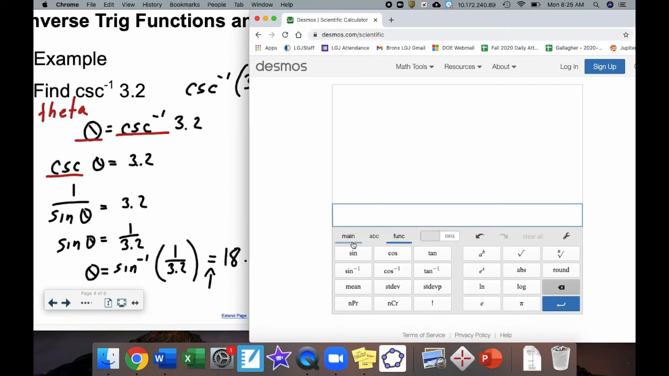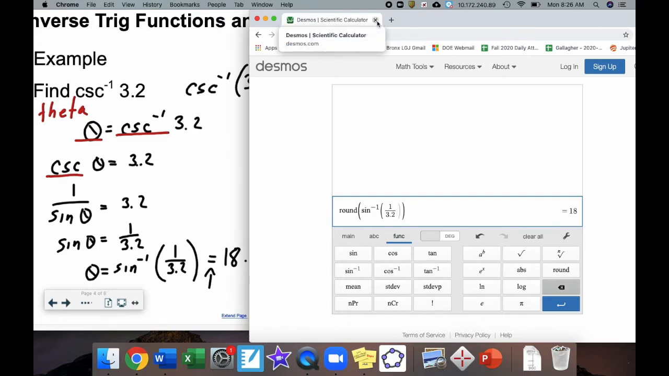Now over here, you start off on main. I'm going to go over to func for function, and also because it's funky. Click this one, 1 over 3.2. And I get my 18.2 and so on. You'll notice it's in degree by default, so that's always a good idea. Heck, even if you want to, you could round the whole thing by clicking round, putting in a comma, 1 for 1 decimal, 2 for 2 decimals, 3 for 3 decimals, and so on.